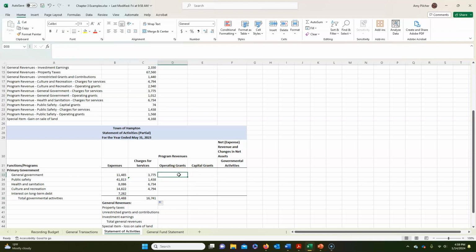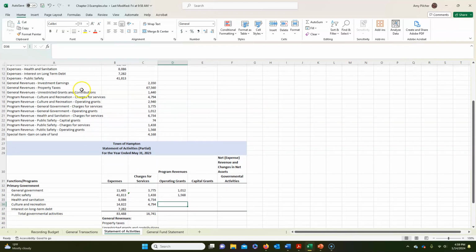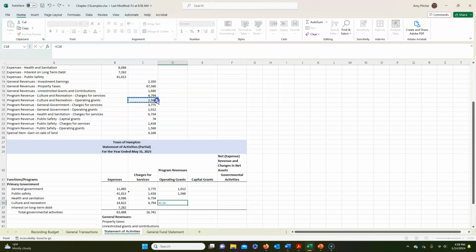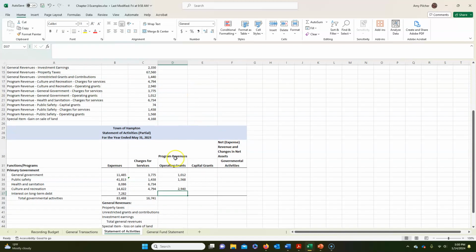Okay. Then we have our operating grants. Did any funds receive operating grants from the state, the county, or the federal government? We see that the general government received an operating grant of $1,012. Public safety has an operating grant of $1,568. And our culture and rec has an operating grant of $2,940.